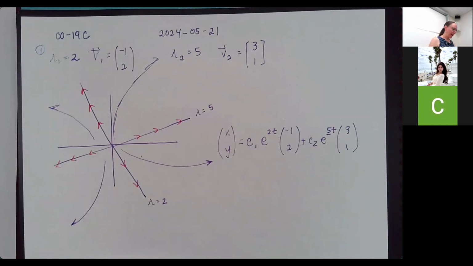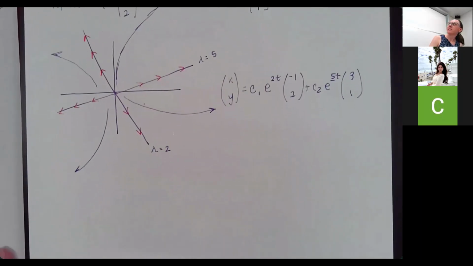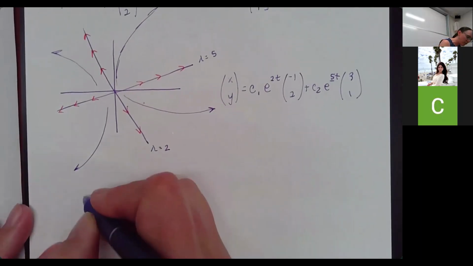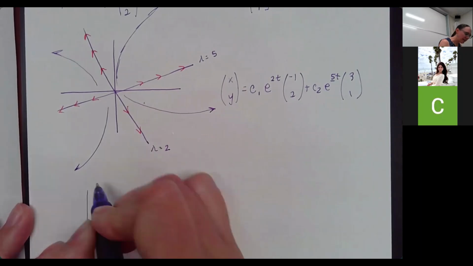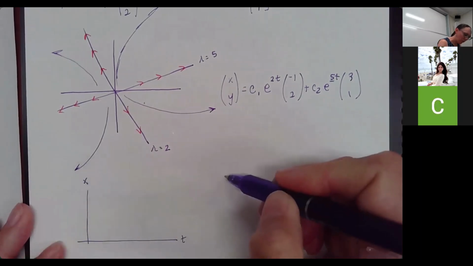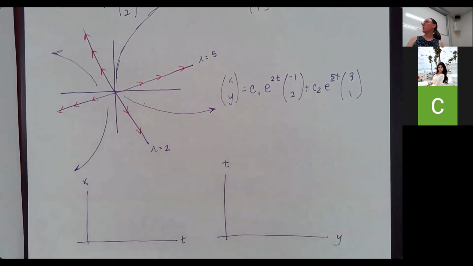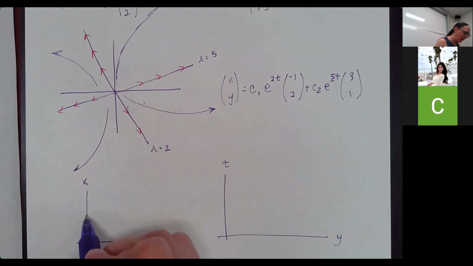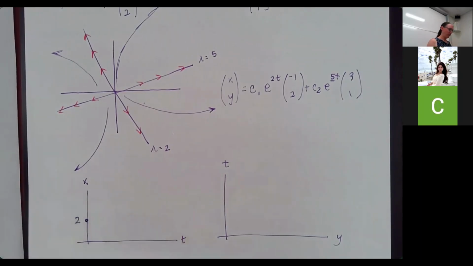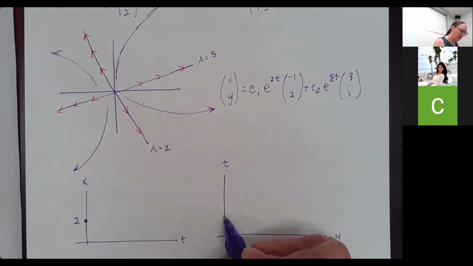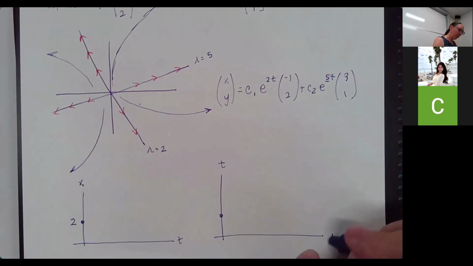So I gave us a particular initial condition of x equals 2, y equals 2. And then I wanted us to sketch what the graphs of x as a function of time and y as a function of time look like. So for starters, if my initial condition is that x of 0 is 2, then I know that I'm starting here at a value of 2. And if my initial condition of y of 0 was 2, then I'm starting here. Oh, I don't know why I labeled those backwards.